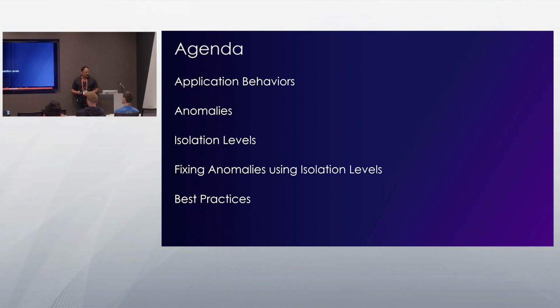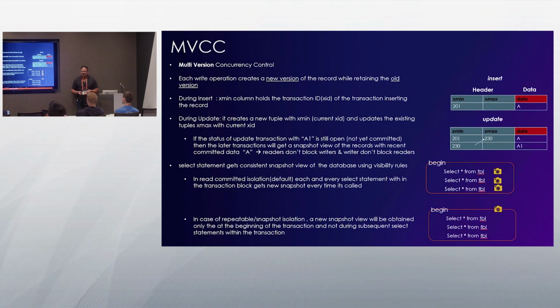I know most of the guys are well aware of MVCC in Postgres, but for the folks who are pretty new to Postgres, I just want to give a very high-level overview of what MVCC is, because MVCC is a prerequisite to understand the rest of the slides. So what is MVCC? MVCC is multi-version concurrency control, because the way Postgres manages concurrency is by creating multiple versions of the same record during the update statement.